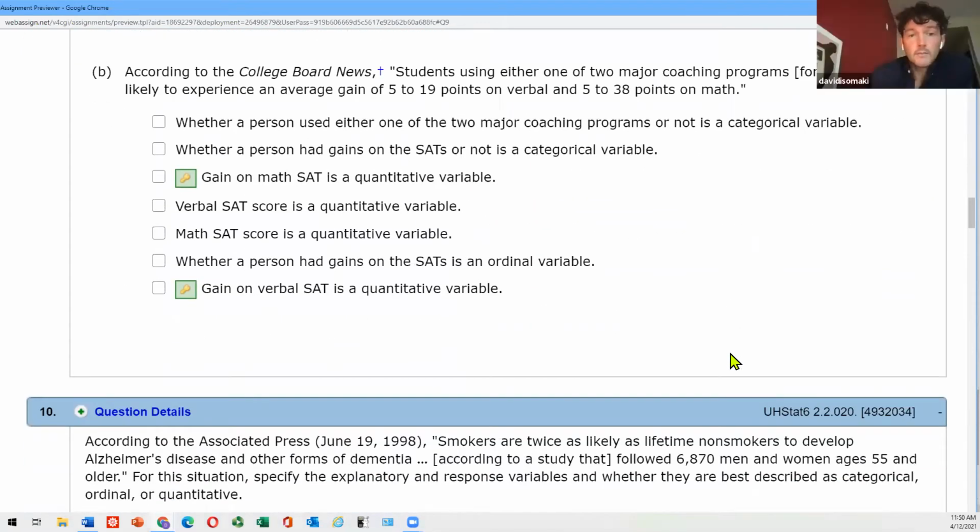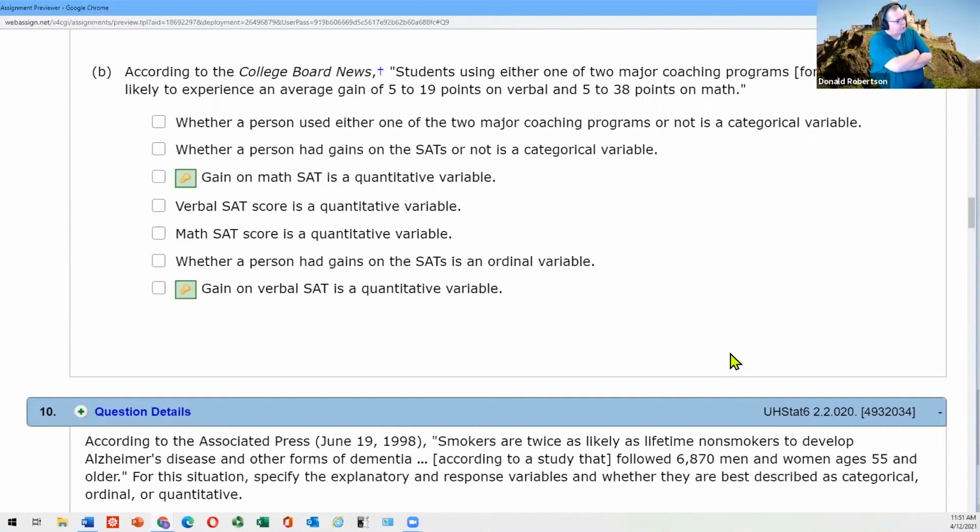And so, I thought it was like all of them minus, well, I don't know. It's only saying 2, but I don't understand why it's just the 2. Okay, so let's go to the top one and see why we might not use that. Whether a person uses either one of the 2 major coaching programs or not is categorical data.